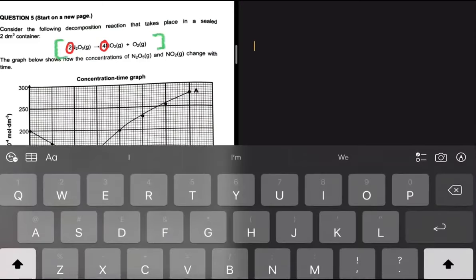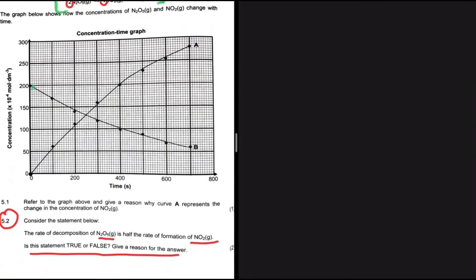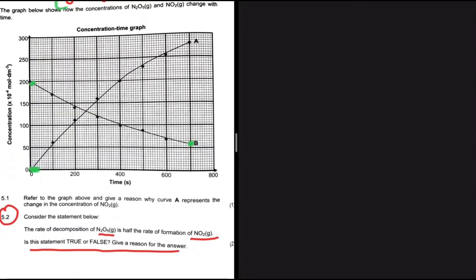So in the question statement, we are told to consider the following decomposition reaction that takes place in a sealed 2 dm³ container, and we are given an equation right here, right? And then it goes on to say that the graph below shows how the concentrations of N2O5 and NO2 change with time. Right, so if we look at our graph here, you can see that one graph starts at 200 and then goes down to this point here, while the other one starts here and is going up.